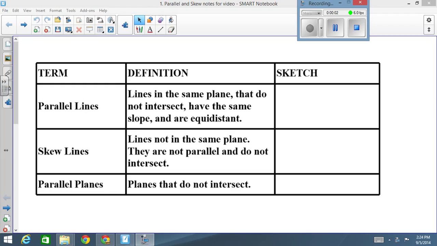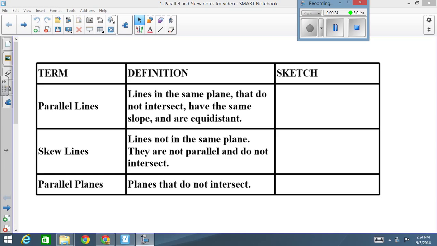Okay, so to start off Unit 2, we are going to talk about some definitions for terms like parallel lines, skew lines, and parallel planes. You'll see that on my slide there's a little bit more information than what's on your guided notes, so you're going to need to pause here to write down our first definition of parallel lines.